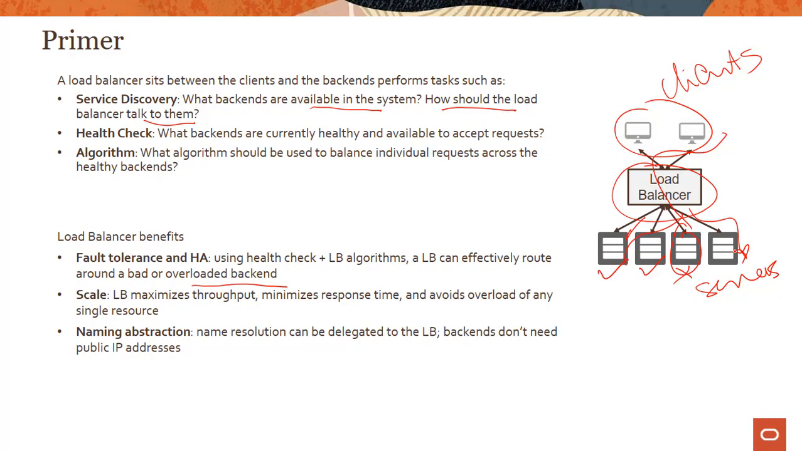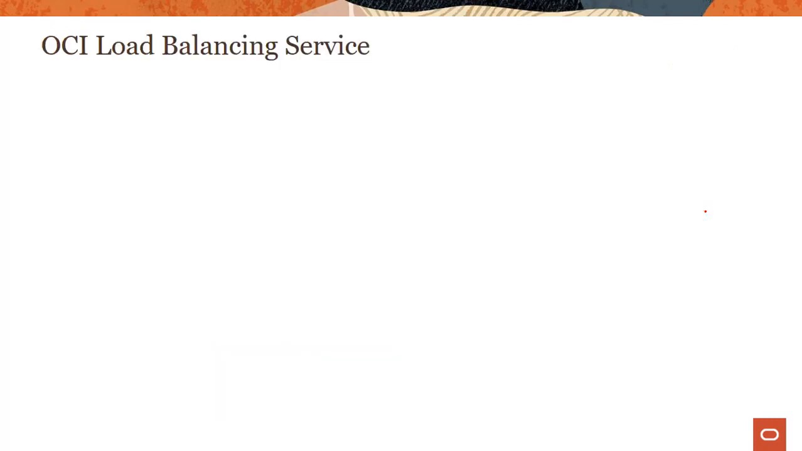And the load balancer also does things like naming abstraction. Name resolution can be delegated to the load balancer. Backends don't need a public IP address, for example, right? If it's a public load balancer, it can do the naming abstraction.